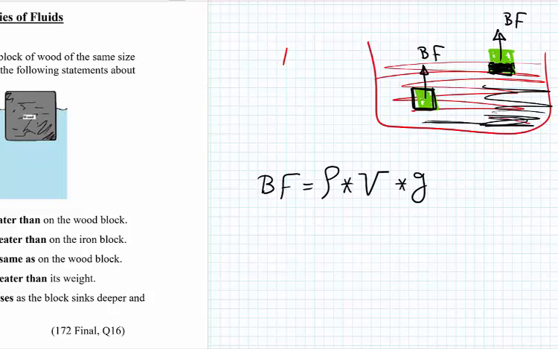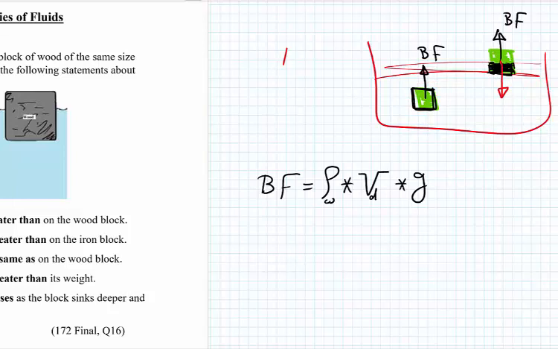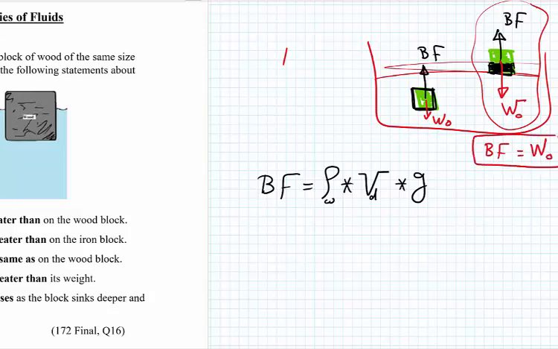So this is the buoyant force: rho of the liquid, which is here water, times the volume of the displaced part, times g, which is 9.8 as we know. In both cases there is weight, which is downward, that's the weight of the object. In the case of floating, the buoyant force equals the weight of the object because it's in equilibrium.